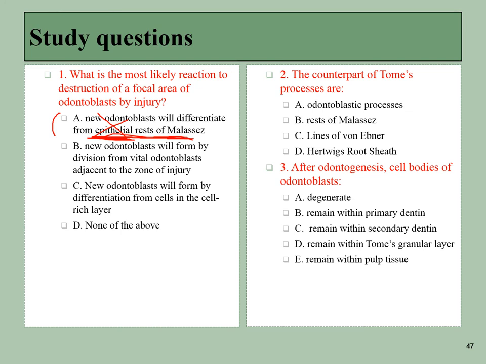Next, do new odontoblasts form from other odontoblasts? Well, typically speaking, if you don't remember whether this happens or not, the bottom line to anything happening in development is that the more specialized and differentiated a cell is, the less capable it is of mitosis. For instance, in the skin, keratinocytes did not divide to form new keratinocytes. They all came from stem cells down in the stratum basale, that basal layer of the epithelial portion of the gingiva. And it's the same with odontoblasts.